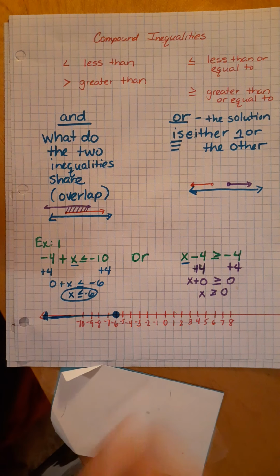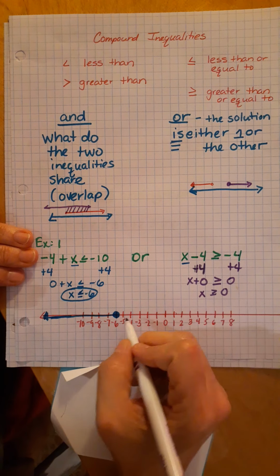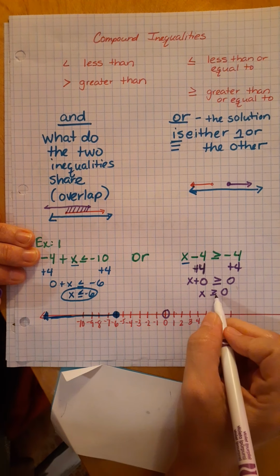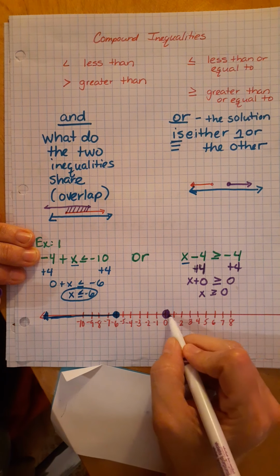How does that look? Well, the number that works here has to be larger than or equal to 0. So I go to 0. Here's 0. There's a line underneath. I color it. All the numbers that are larger than 0 this way.